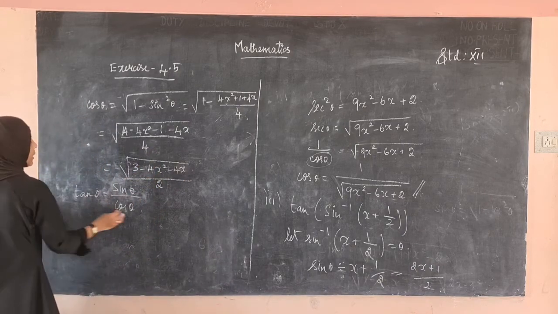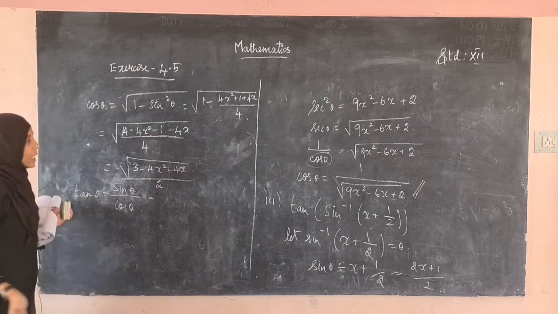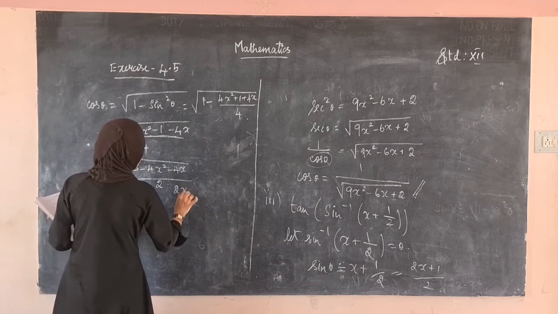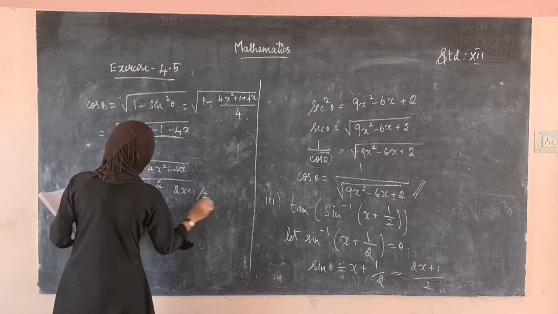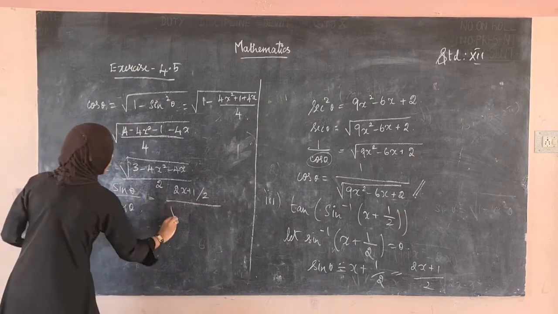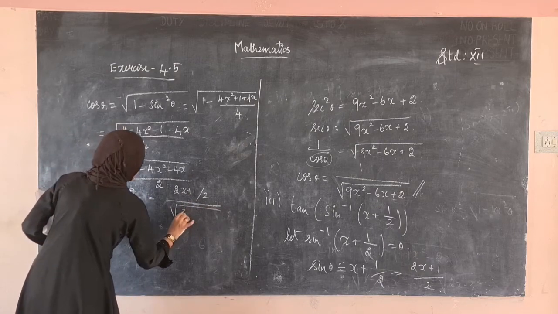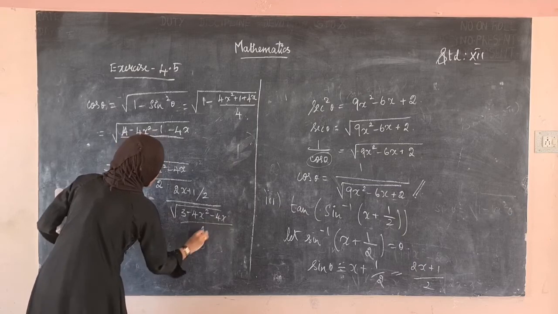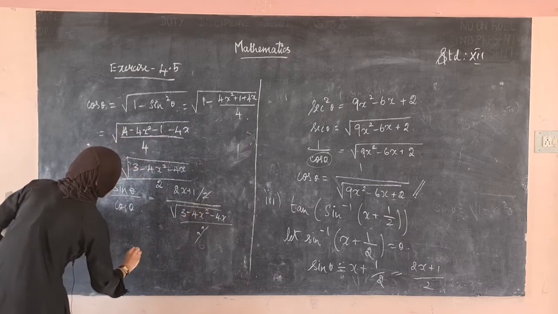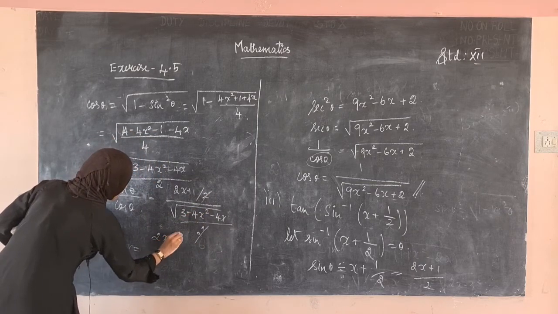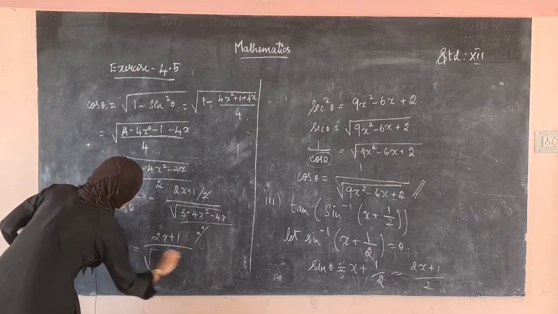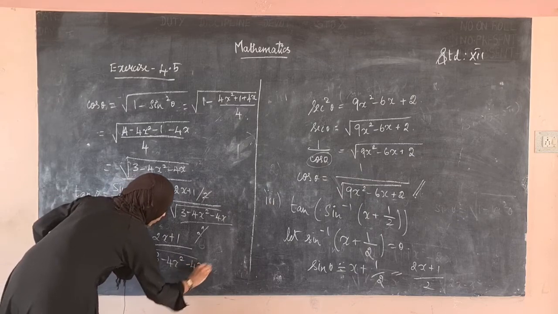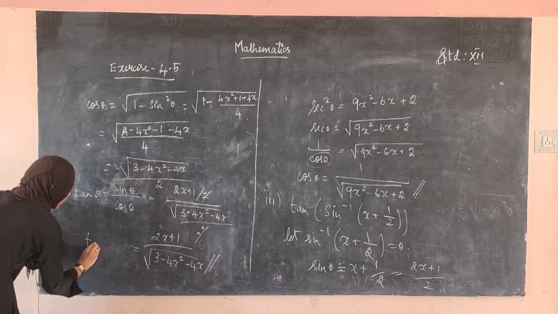See here, tan theta is equal to sin theta divided by cos theta. What's the value of sin theta? 2x plus 1 divided by 2. What's the value of cos theta? We have found root of 3 minus 4 into x square minus 4 into x divided by 2. This 2 and this 2 can cancel. So what will be the answer? 2x plus 1 divided by root of 3 minus 4 into x square minus 4 into x. This is the value of tan theta.